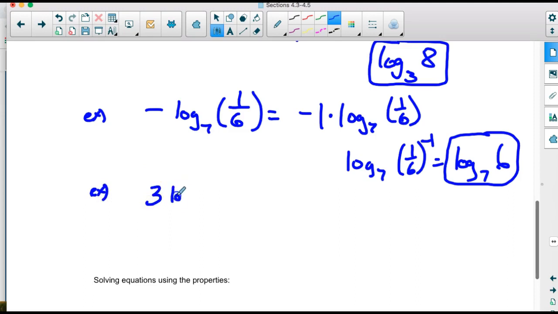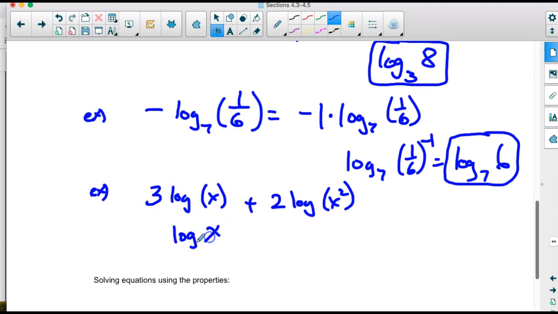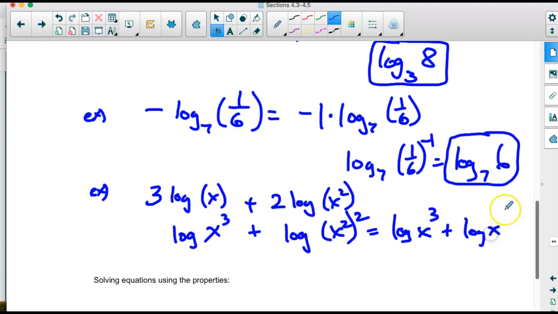3 log of x plus 2 log of x squared. Then we're going to do the same thing as we did here. We had a number in front, so they're going to come up as exponents. So in this problem, the 3 becomes the exponent here. This is log base 10 of x to the third, and this is log base 10 of x squared. So basically we're going to have log of x cubed and log of x to the fourth.